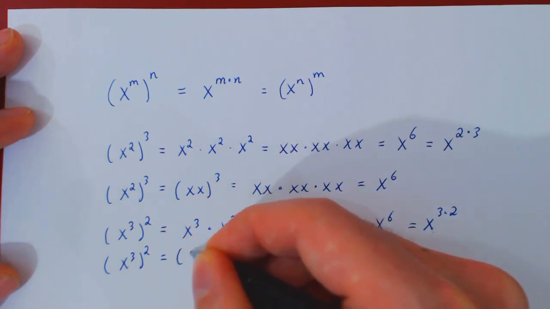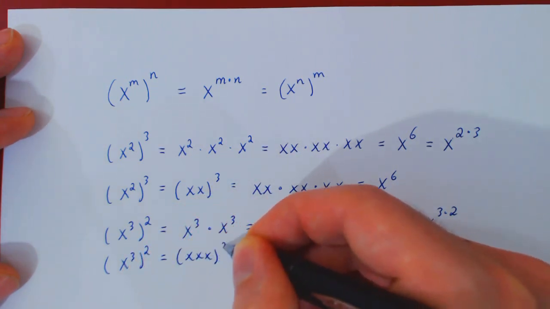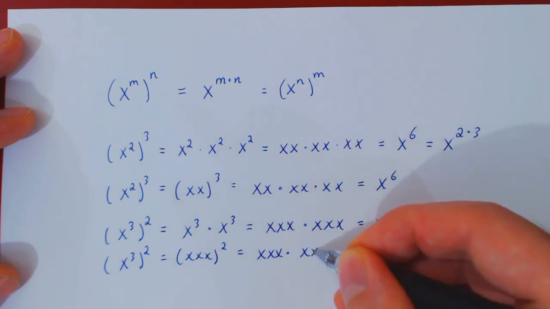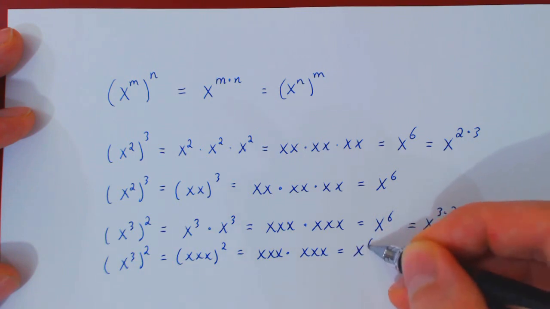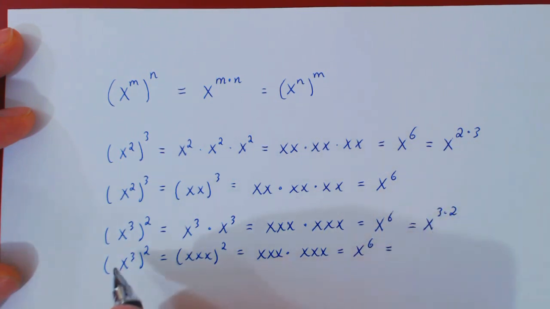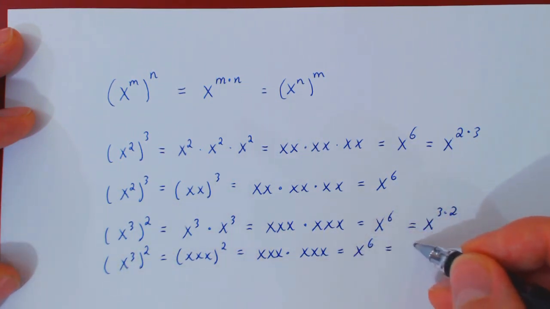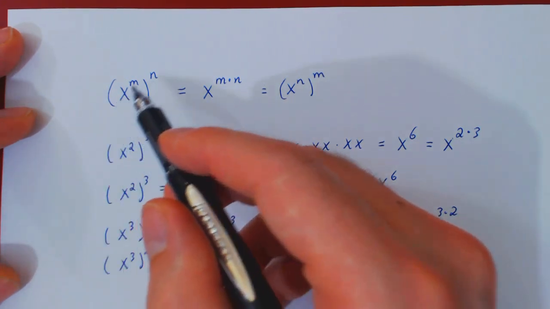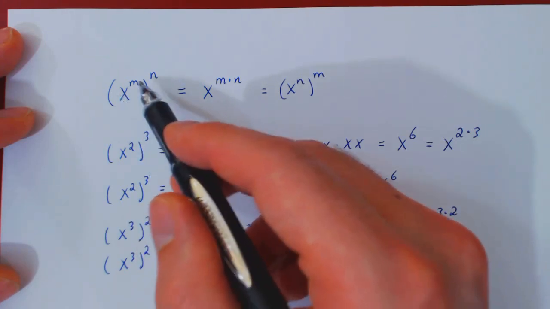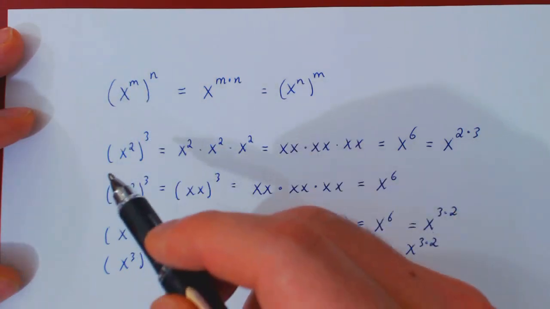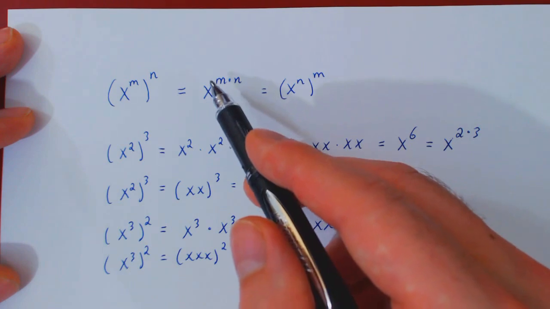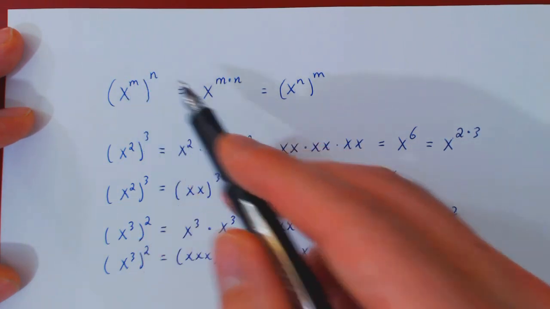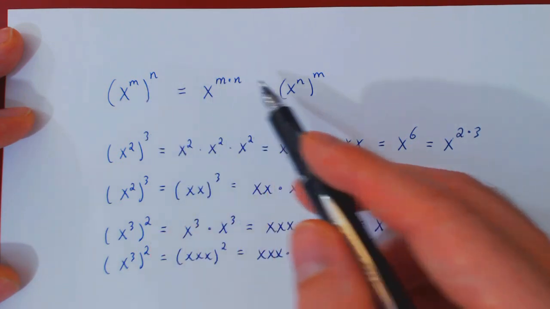So if you cube first, you get xxx. And if you square, you get then xxx times xxx, which gives you as before x to the 6, which is again x to the 3 times 2. So whenever you double exponentiate an expression, x to the m, then the whole thing to the n, you can combine under a single exponent by multiplying the two exponents. So x to the m times n.